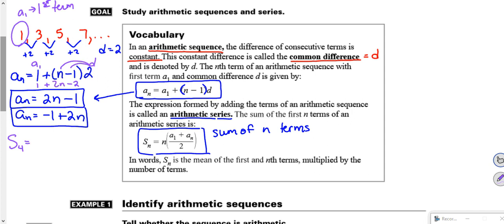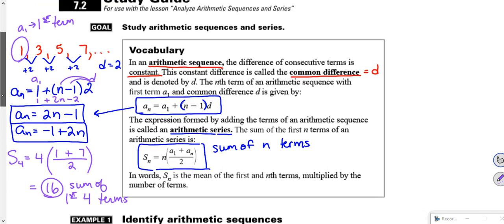Okay, according to the formula, this would be 4 times the first term, which is my 1, plus the fourth term, which is my 7, and then we divide by 2. So 8 divided by 2 is 4, and 4 times 4 is 16. So this is the sum of the first 4 terms of my sequence that I have there in red above. And we could test that, right?